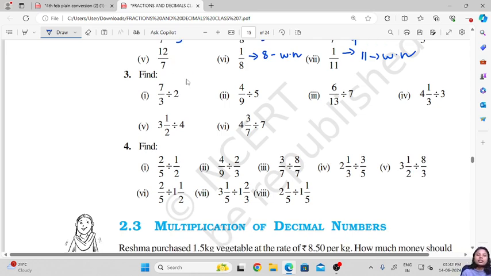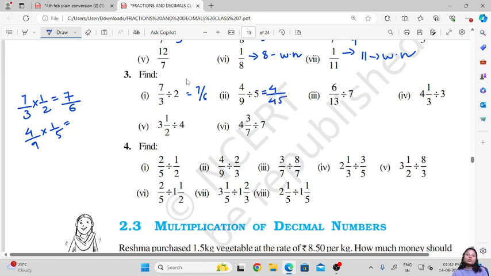Now here see, this is the other case. So here we'll take the reciprocal of the whole number. So 7 upon 3 into 1 upon 2. So that will be 7 upon 3 2s are 6. So we'll get 7 by 6 here. So 4 upon 9 into 1 upon 5. So we'll get 4 upon 9 5s are 45. Okay. So the only thing we need to be careful about is what is given first and what is given second.